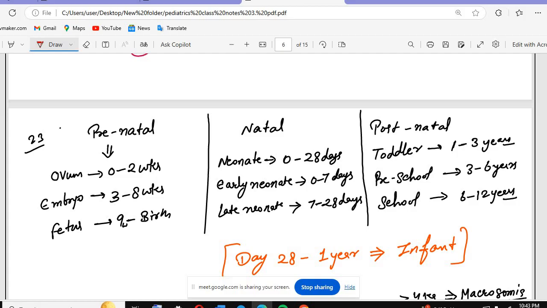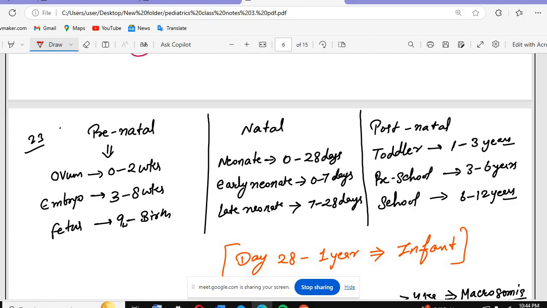But till what time can you call this a newly born baby? It will be around 1 month. So you can understand there is the 1 month. So that is the neonate. Neo means new. So neonate is 0 to 28 days. After that, we divide that into the early neonate and the late neonate. Early neonate is 0 to 7 days, and the late neonate is 7 to 28 days.